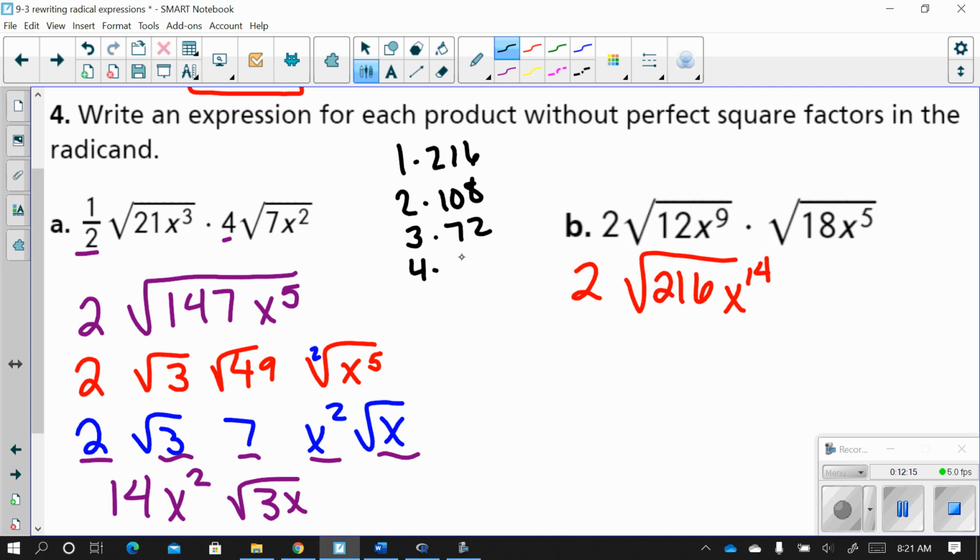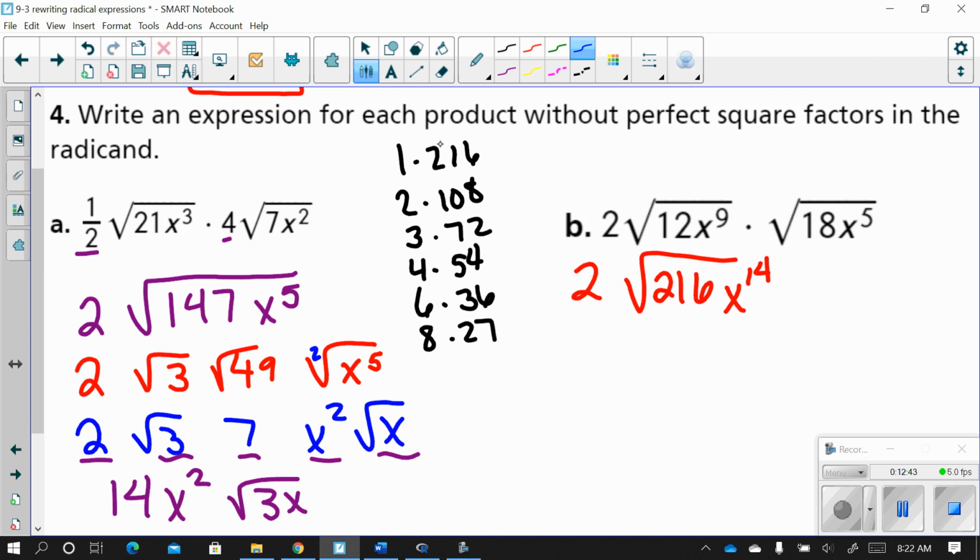4 times 54, 5 doesn't go in, 6 times 36, 7, no, 8, yep, 8 times 27, 9, 10, 11, 12. Okay, so this is enough here.